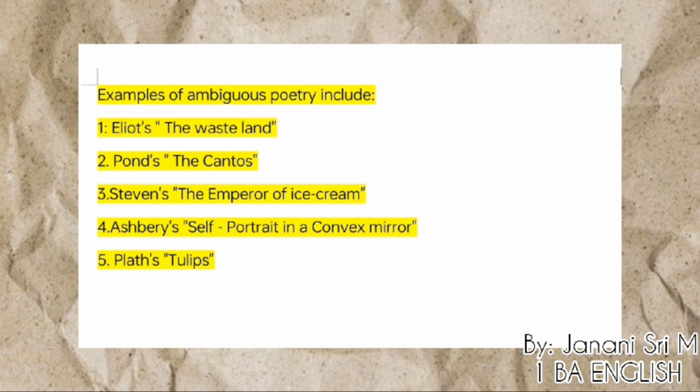Examples of ambiguous poetry include Eliot's The Waste Land, Pound's The Cantos, Stevens' The Emperor of Ice-Cream, Ashbery's Self-Portrait in a Convex Mirror, and Plath's Tulips.